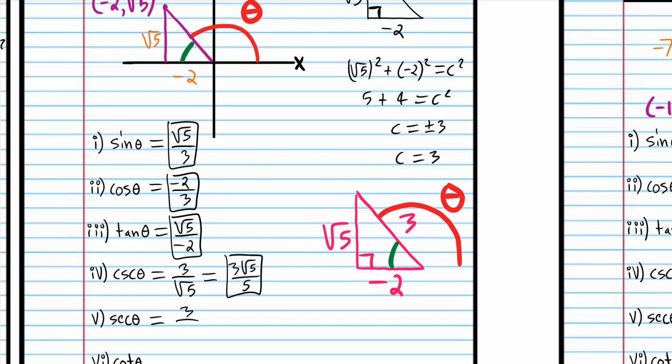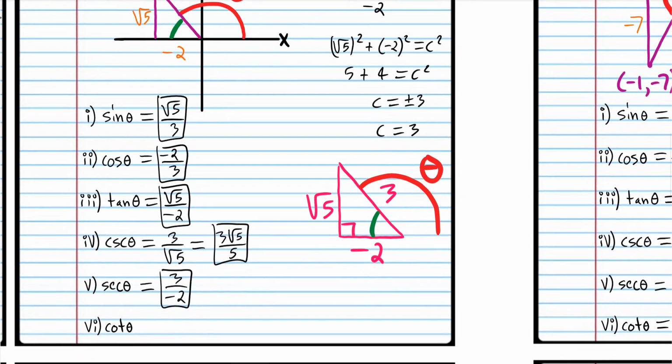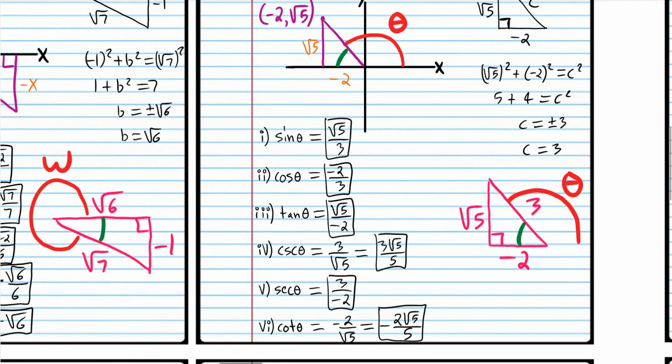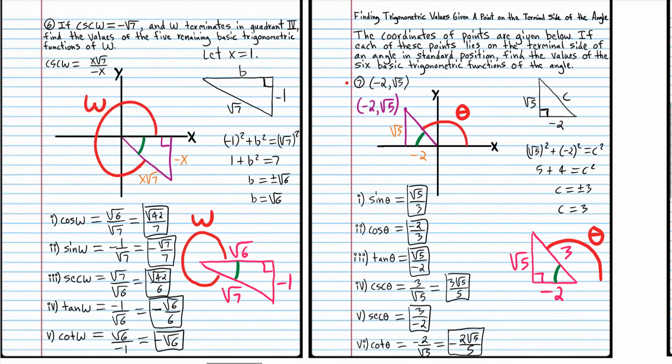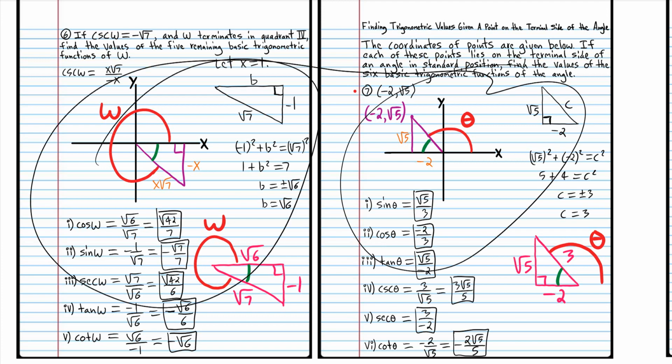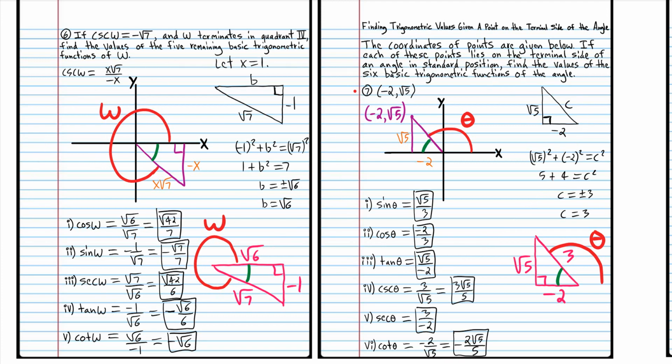Secant is the hypotenuse divided by the side adjacent the green reference angle, and cotangent theta is the side adjacent the green reference angle divided by the side opposite. Multiply both sides by √5, and there you go. So as you can see, these problems are very similar to the problems that we did previously. So let's try another one.